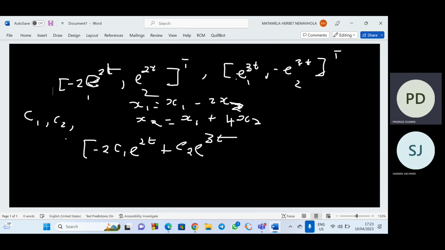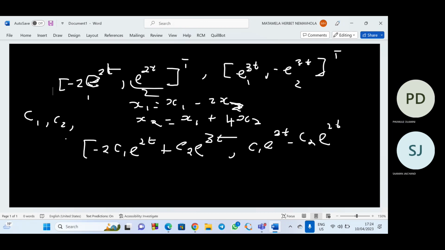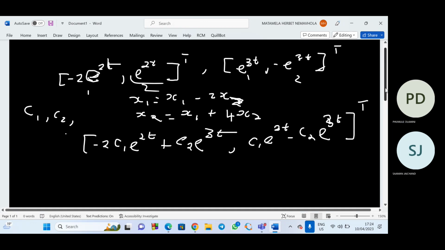So we introduce C1 and C2. Then, after the comma, C1 e^{2t} plus, this one is negative, minus C2 e^{3t}. Sorry, it's 3t, not 2t. We're going to write 3 there. This is written in the form of a transpose.